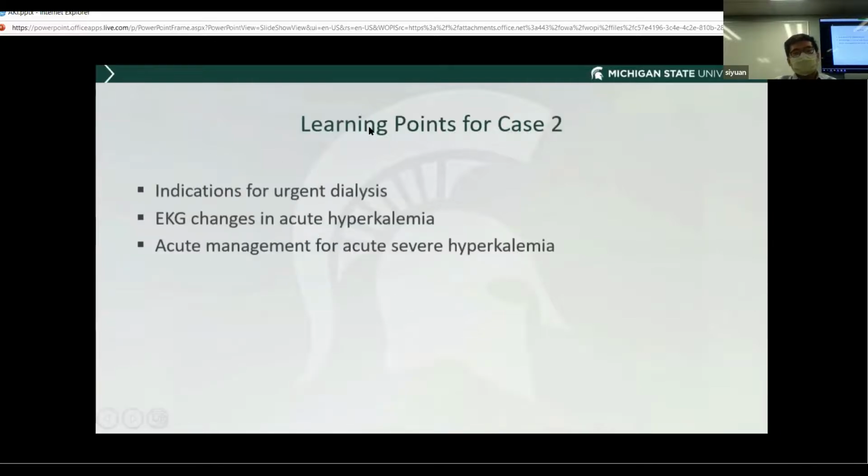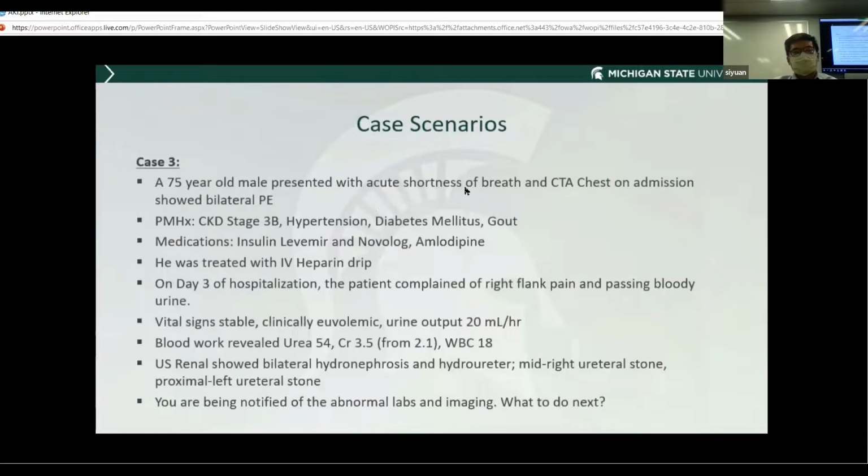All right, so this is really the learning point: know the indications for urgent dialysis, what EKG changes you can see in acute hyperkalemia, and what the acute management is for severe hyperkalemia. All right, so we're going to go to case 3.